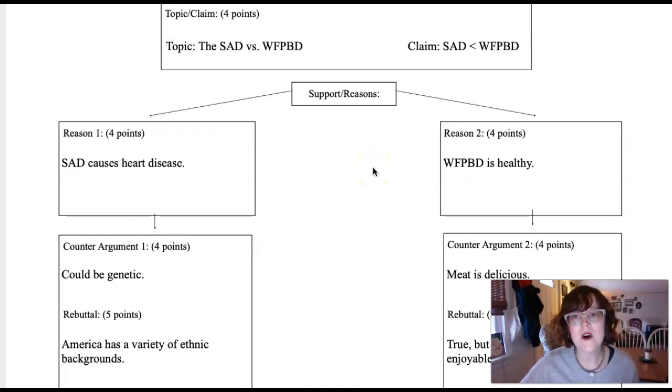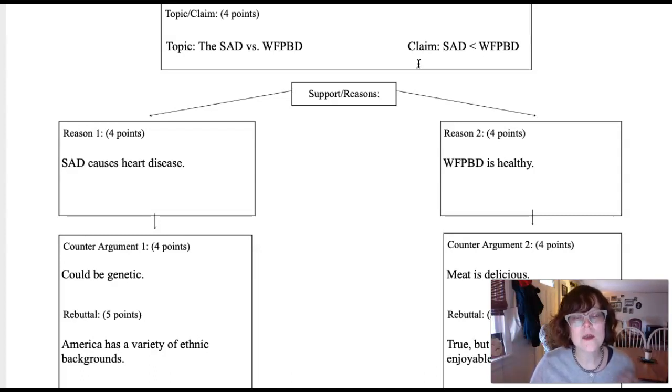Now you can make all different kinds of claims. There are 3 different kinds of claims that you can make here. What I've chosen to make is a claim of value. So I'm saying that the standard American diet is not as good as the Whole Foods plant-based diet. So a claim of value says that something is better or worse than another. You can also make a claim of policy. You could say, well, here's a problem that we all have. Here's the solution that we should put into action.